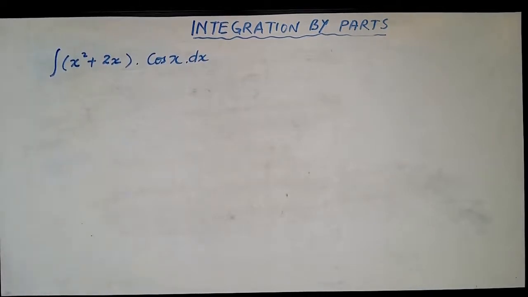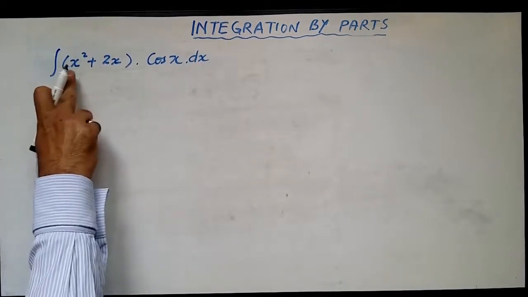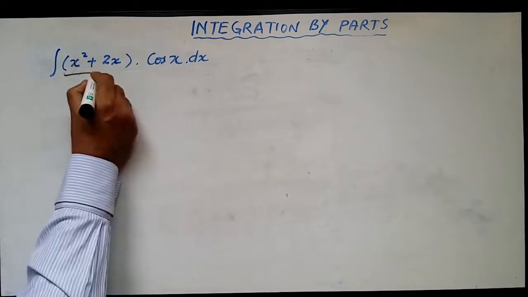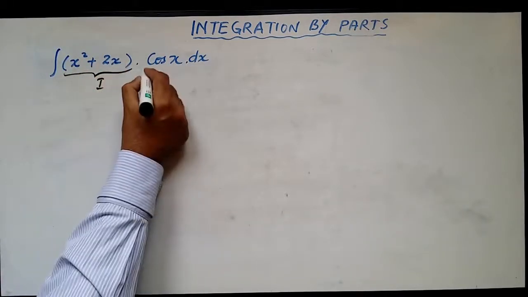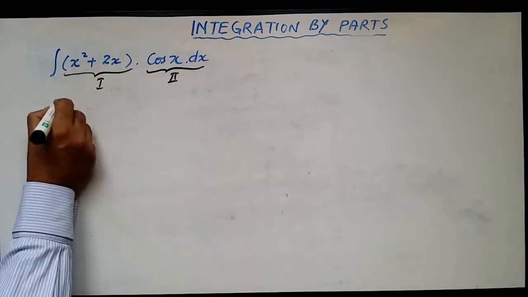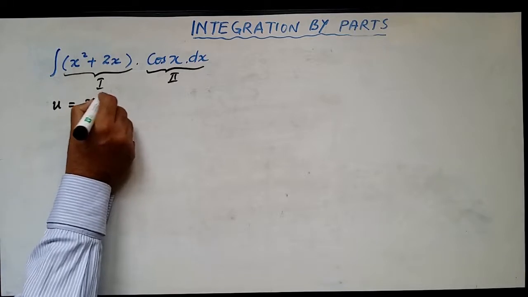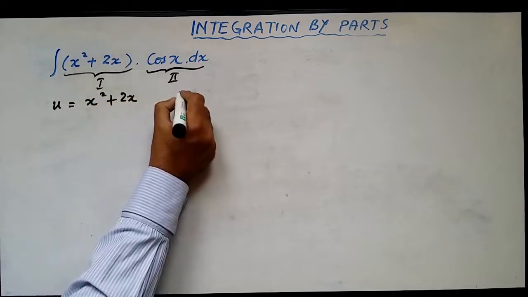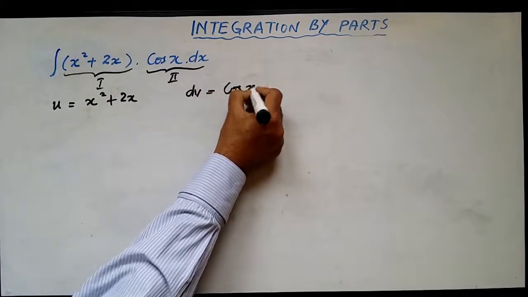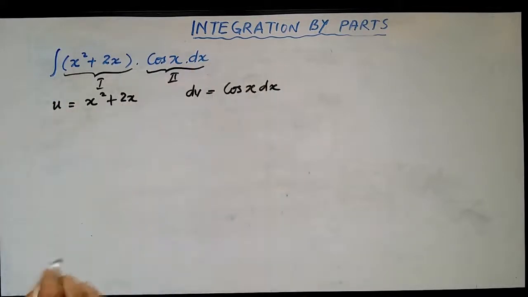Okay, let's take another example. Integration of x squared plus 2x cosine of x dx. We will make this the first part and this the second part. So the first part is u is equal to x squared plus 2x. The second part is dv is equal to cosine of x dx.